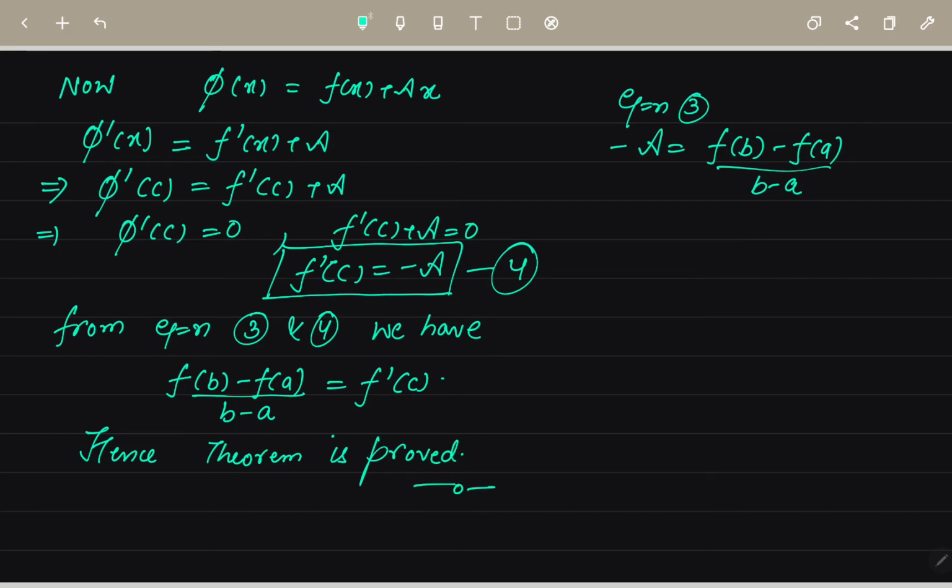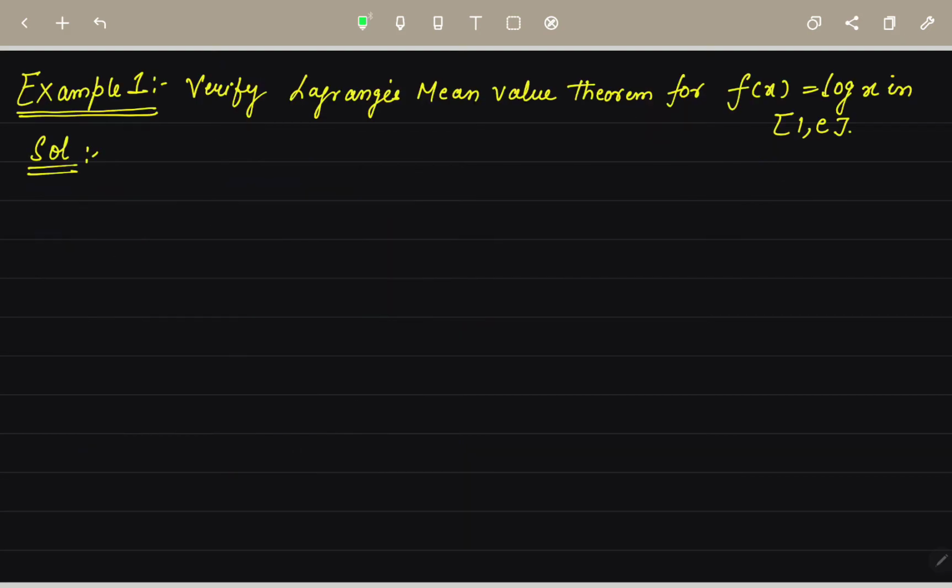So this is a very simple theorem. Now I am going to solve some examples on this theorem. The first example is: verify Lagrange's mean value theorem for the function f of x is equal to log x in the closed interval 1 and e. So first of all I will write here f of x is equal to log of x, and the interval given is the closed interval 1 and e.